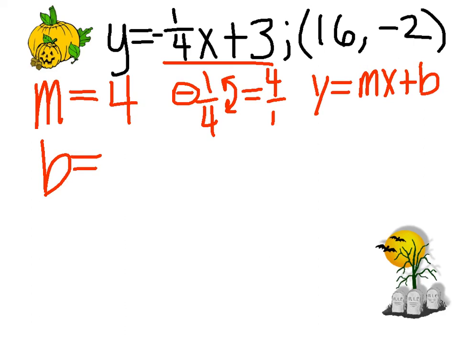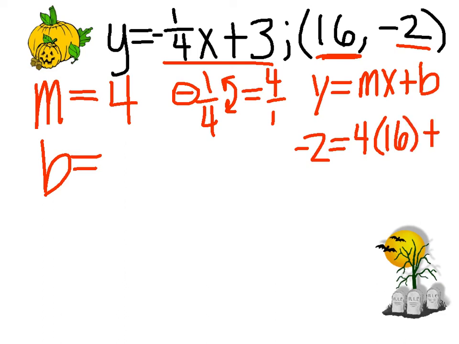What's our y going to be for this? -2. What's our slope? And what's our x? 16. Good. That's -2 is equal to 4 times 16. What's 4 times 16? 64. 64? Yeah.